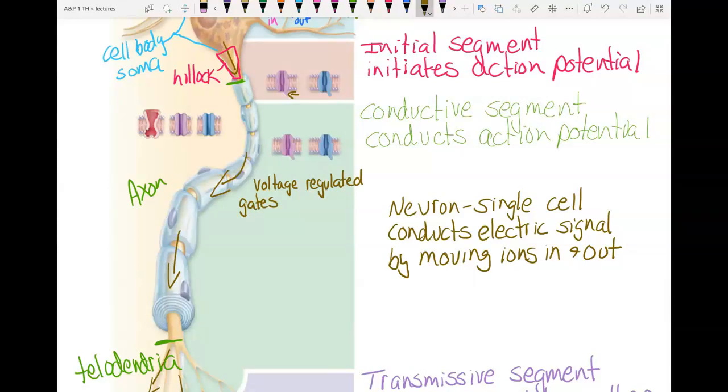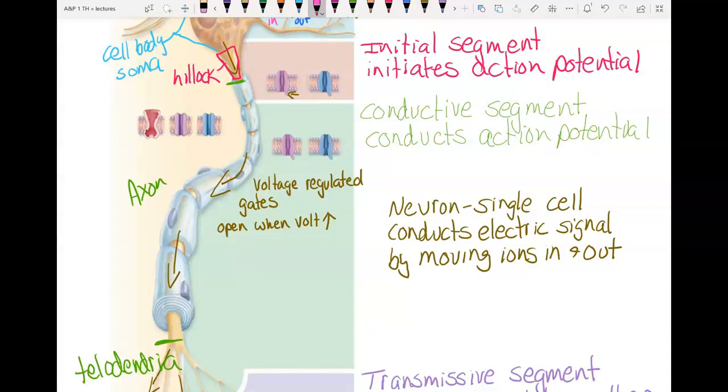So they open when the voltage of the neuron increases. Okay, so neurons run on electricity, so they have voltage. Think of a 9-volt battery, right? There's voltage in the neurons, and that voltage can go up or down. When the voltage goes up, that's what makes these gates open.